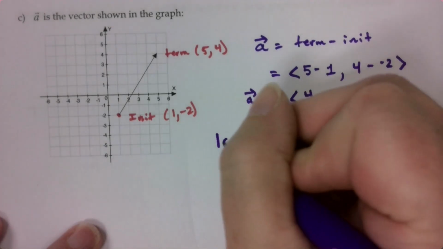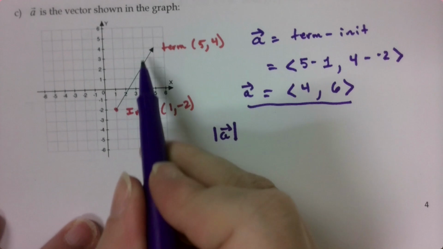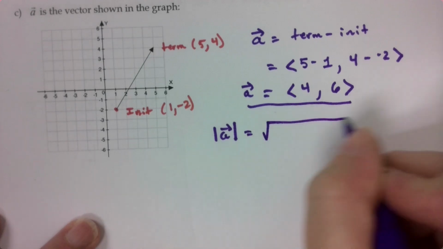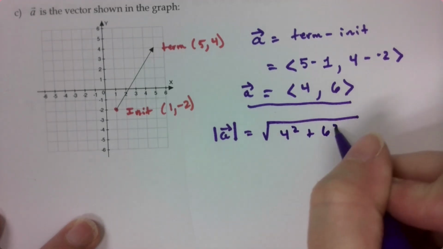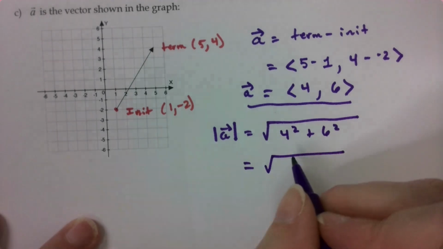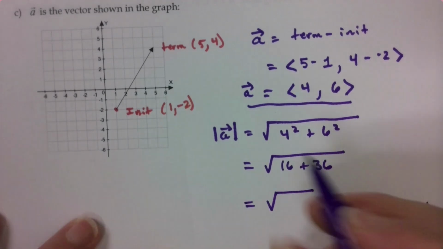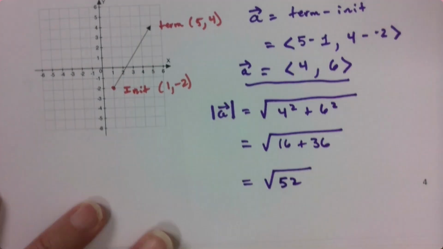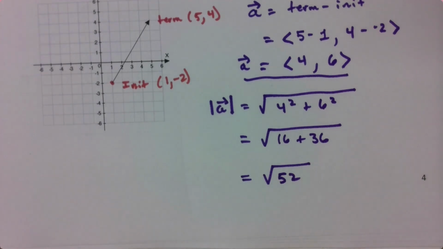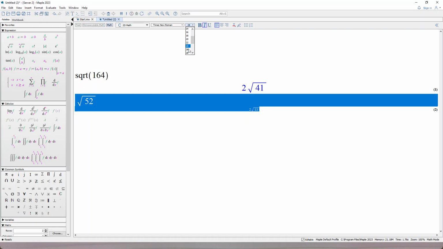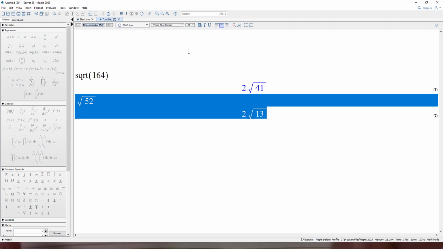Now the magnitude of A, which is the length of that, would be the distance between the terminal and initial point. So that's the square root of 4 squared plus 6 squared, which is the square root of 16 plus 36. So that's the square root of 52, which again reduces down. I can show you in Maple. The square root of 52 is 2 square root of 13. Right there.